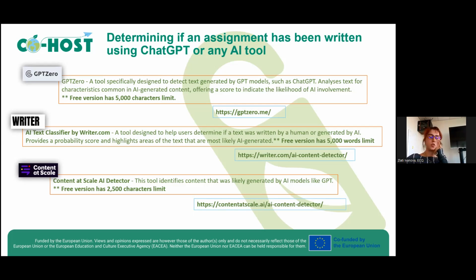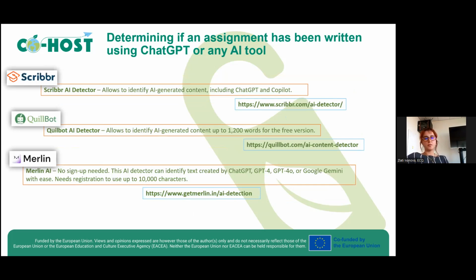Maybe try them in your own language and see what it says. Then we have Scriber, we have Quillbot, and we have Merlin as well, which doesn't need sign up. So basically you can paste the text that you doubt was written with AI, and it evaluates if it's AI written or not. What I have noticed, sometimes it's wrong. Sometimes it's something you have completely written yourself, and it actually shows that it has AI content, which is really frustrating.